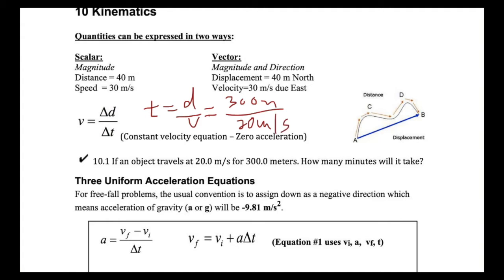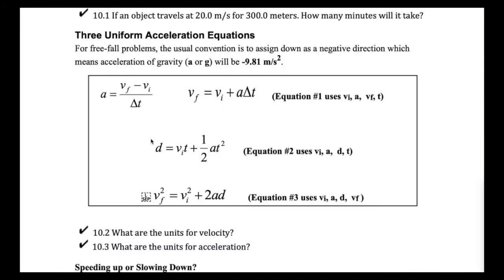If I do 300 divided by 20, I end up with 15 seconds, but it said how many minutes will it take? Well, 15 seconds is 1/4 of a minute, or 0.25 of a minute. That's just constant velocity, so that's pretty easy. Then there's three uniform acceleration equations. These are really important to know, and so for every problem you get, you basically want to take an inventory and figure out which one of these you can use.